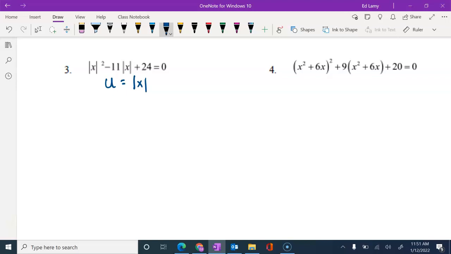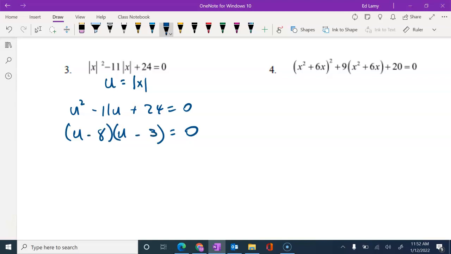So that first term would become u squared, the middle term 11u, and the constant 24. And we can easily write a quadratic. Once again, I think this is going to factor. Like minus 8 and minus 3 will take care of it. So solve each of those. U is equal to positive 8 and u is equal to positive 3.